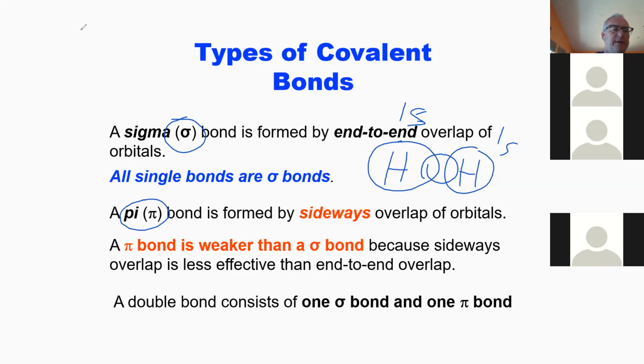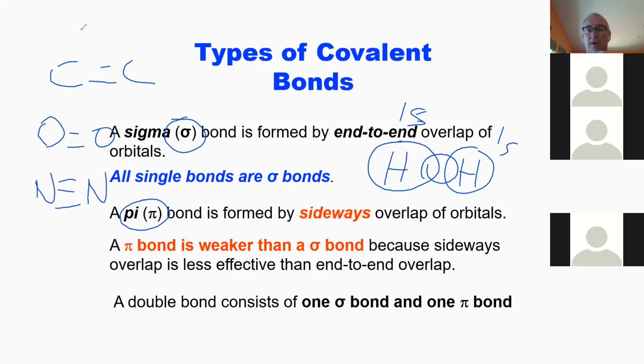And I think we've learned that carbon is a common one, oxygen, nitrogen forms 3 bonds. So the first one is always sigma, and the second one is always a pi bond.